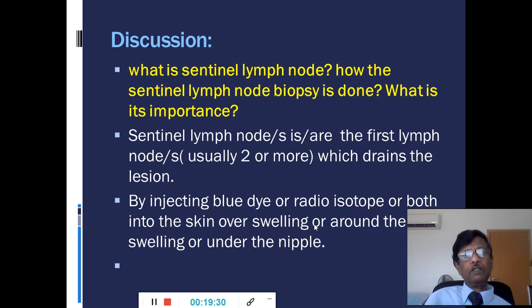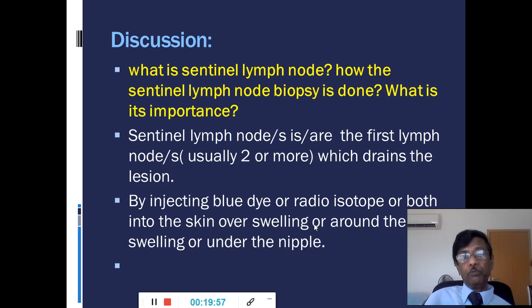And what is the sentinel lymph node? How is the sentinel lymph node biopsy done? What is its importance? Sentinel lymph nodes are the first nodes to be involved in draining the lesion. You are right. Sentinel lymph nodes are the first lymph nodes to be involved and usually they are two or more, and they drain that lesion area.